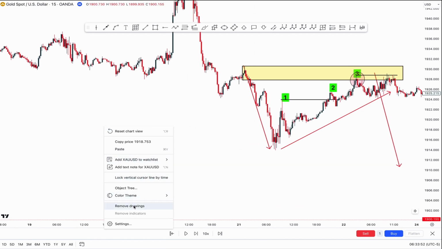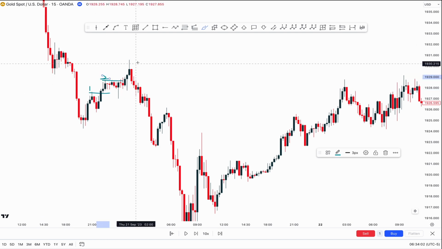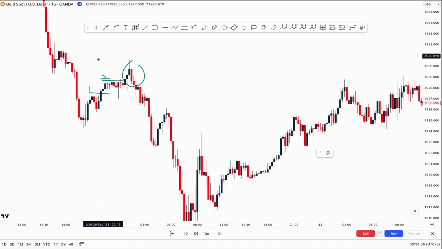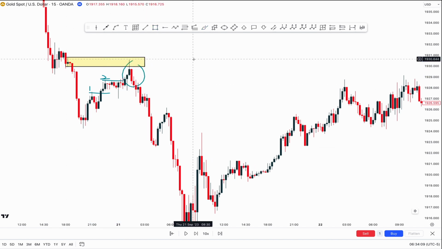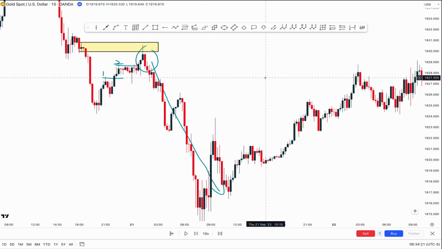Let's find out. Let me remove everything. You can see we have a high. This is 1, this is 2, and then you enter here using this supply zone here. Enter with this bearish candlestick and then wait for the market to shoot lower. That's how you are going to scalp the market.